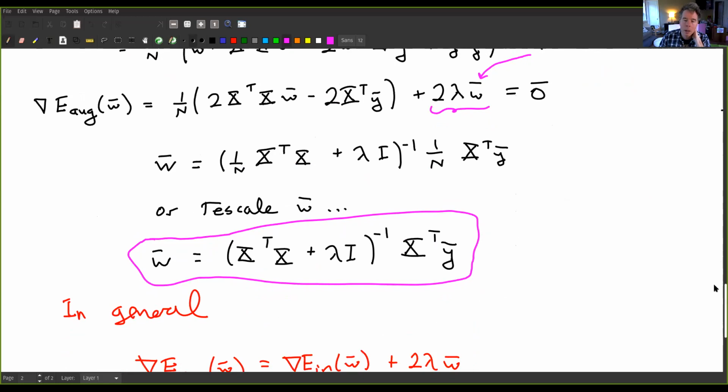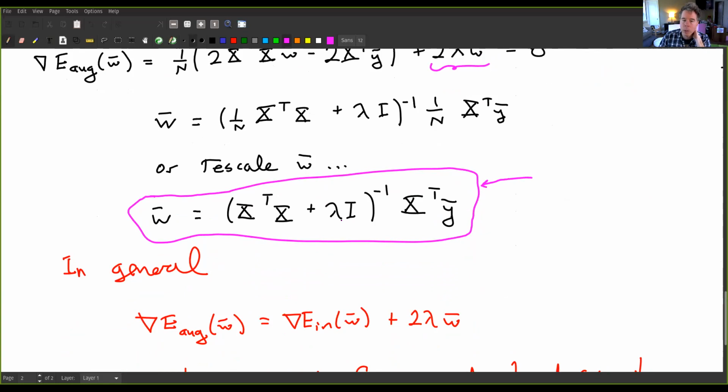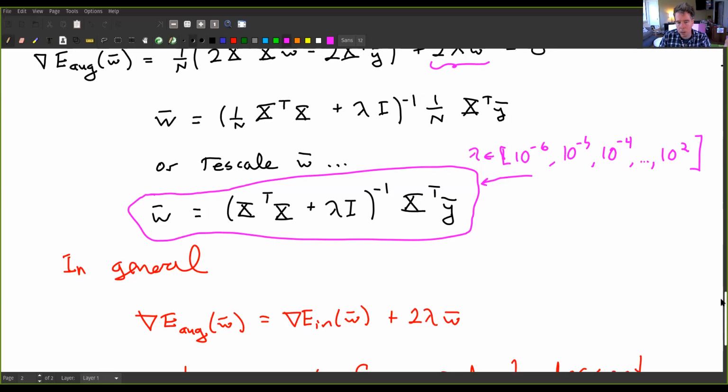But in practice, what we do is we have this expression, and then we try a bunch of different lambdas, and usually we just care about order of magnitude. So you could try 10 to the minus 6, 10 to the minus 5th, 10 to the minus 4th, all the way up to 10 squared or something. So now you try 8 or 9 possible values of lambda, and you see which one does the best on the test set, and then we consider that one to be the best version of that hyperparameter.